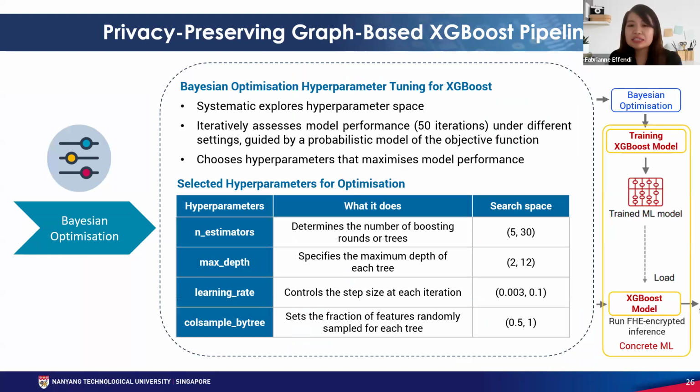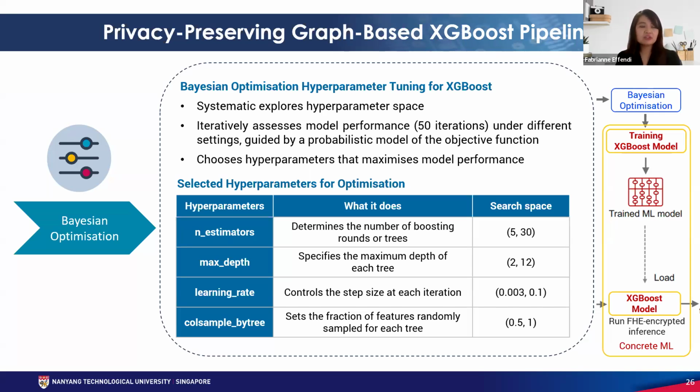So now that we've enriched our dataset with graph-based features, the next step would be to optimize our model's hyperparameters through Bayesian optimization. This systematic approach explores the hyperparameter space by iteratively assessing model performance across 50 iterations under different settings, guided by a probabilistic model of the objective function. So this allows us to select hyperparameters that maximize the model's performance.